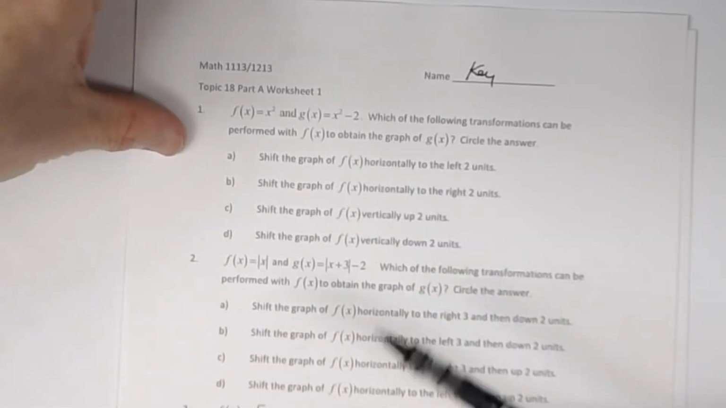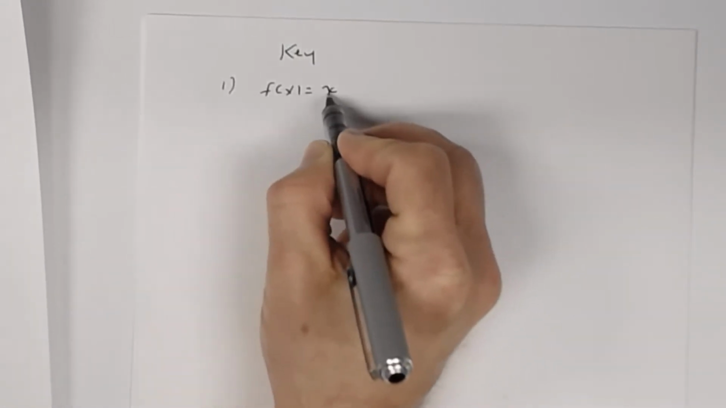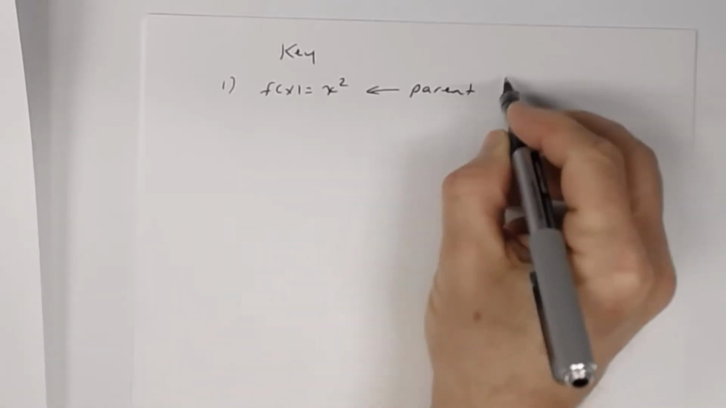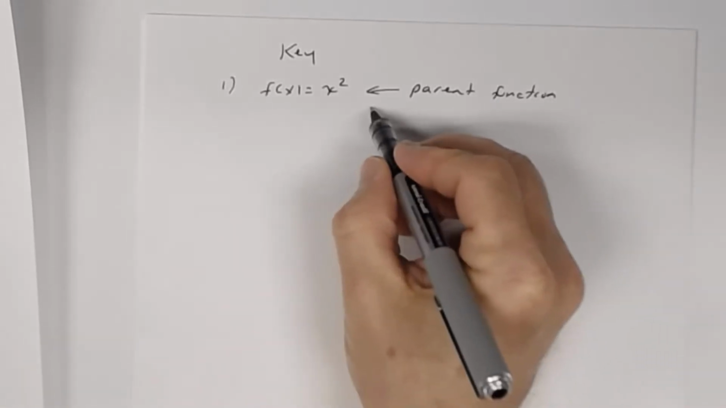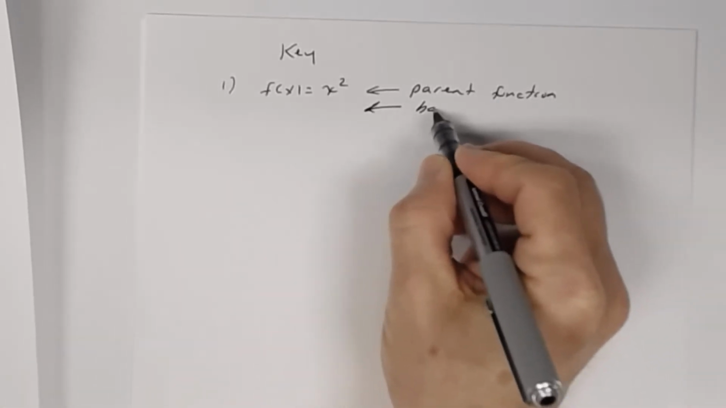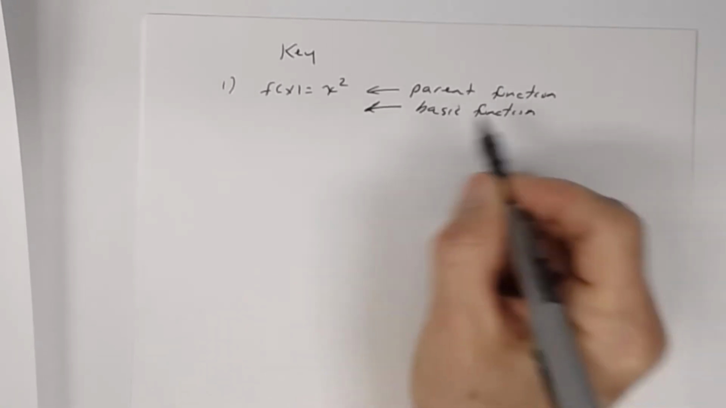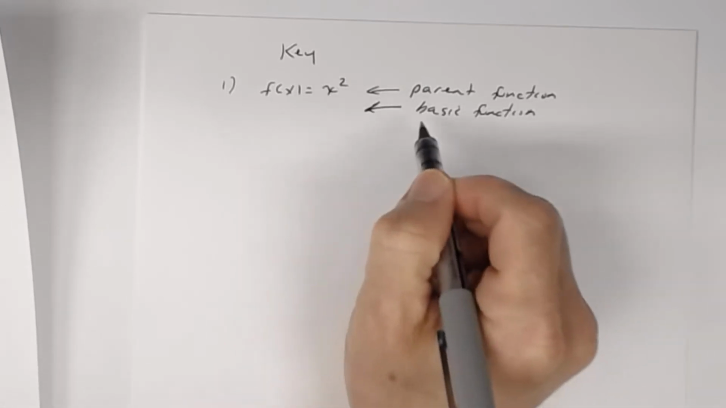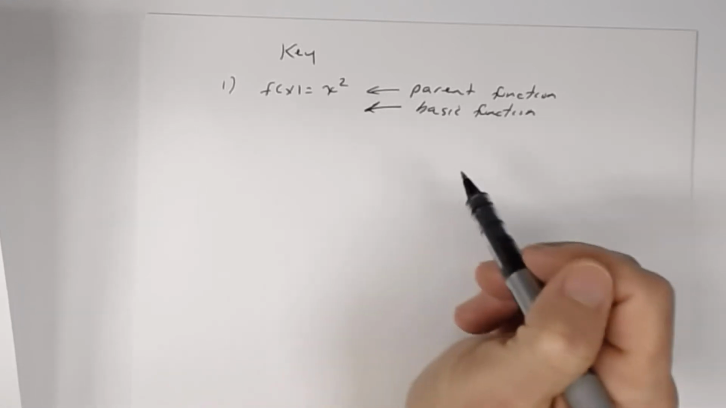All right, so just kind of remember what it just said. So number one, f of x, which equals x squared, that's called your parent function. Sometimes a textbook will call it the basic function. So keep that in mind. The terminology means the same thing with reference to x squared. So your parent function is x squared. Sometimes they'll say the basic function is x squared.